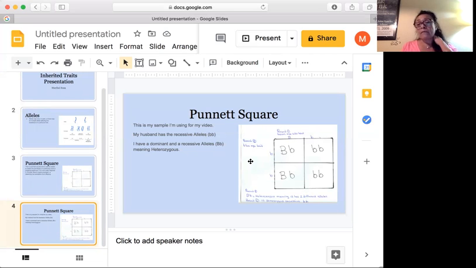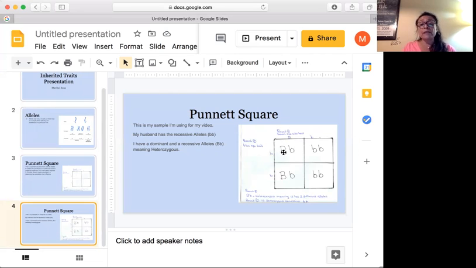And before I forget, we use letters to categorize all these alleles. It doesn't matter what letter you want to use, as long as you use it the right way. In my case, because I'm dominant and recessive, I'm going to use the dominant. The dominant always is going to be a capital letter, and the recessive is going to be lowercase.